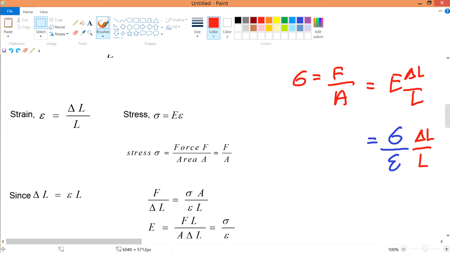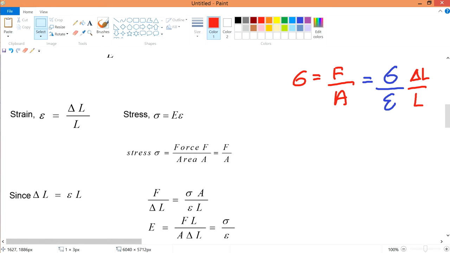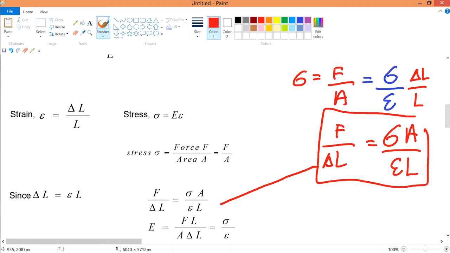I just want to show you in a neater way, so that's why I cover up here again. Next, I'll simply bring this A upwards, and bring this change in length downwards. Therefore, if I were to do that, I'll have F equals stress times area divided by strain times length. And this equation is what you have seen over here.